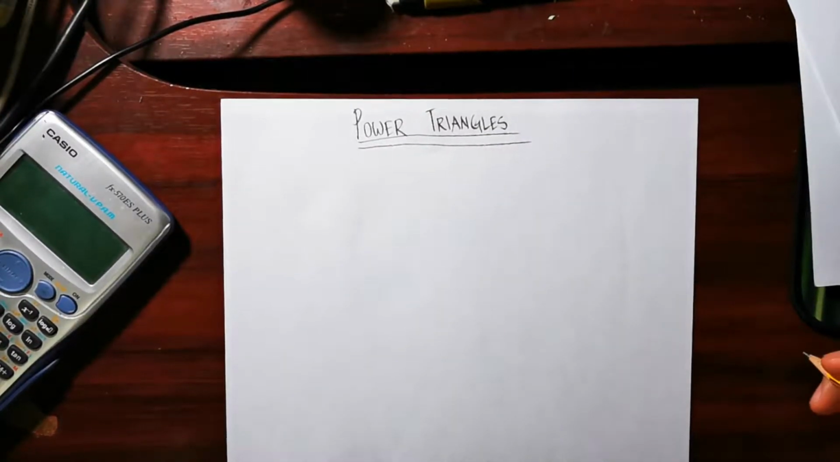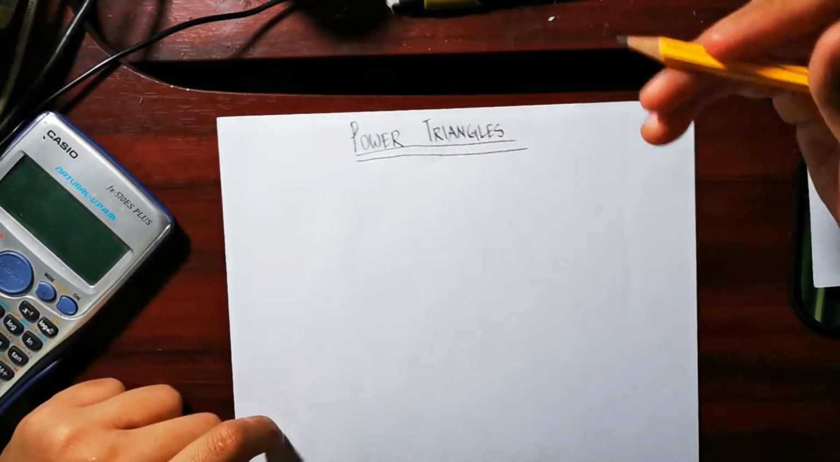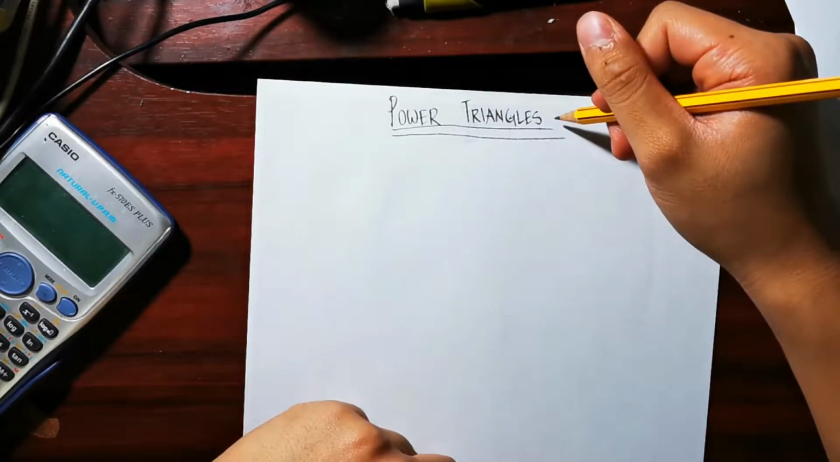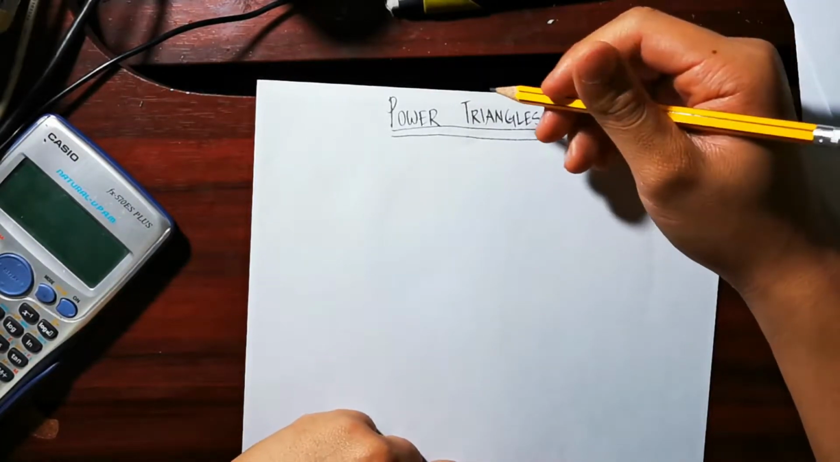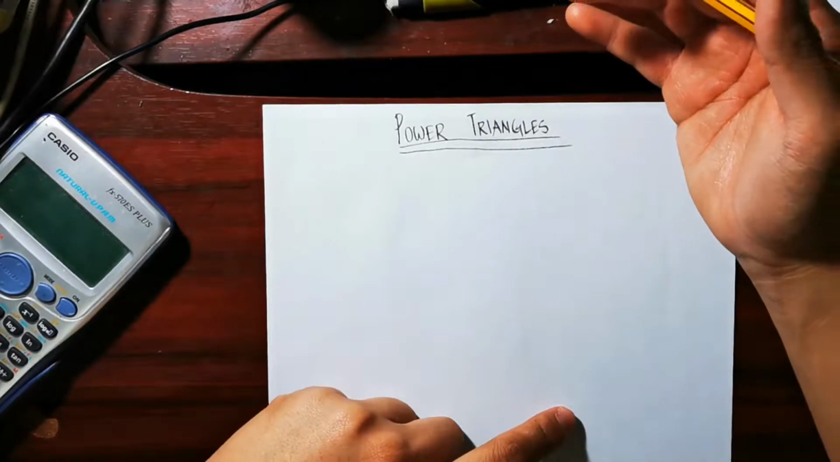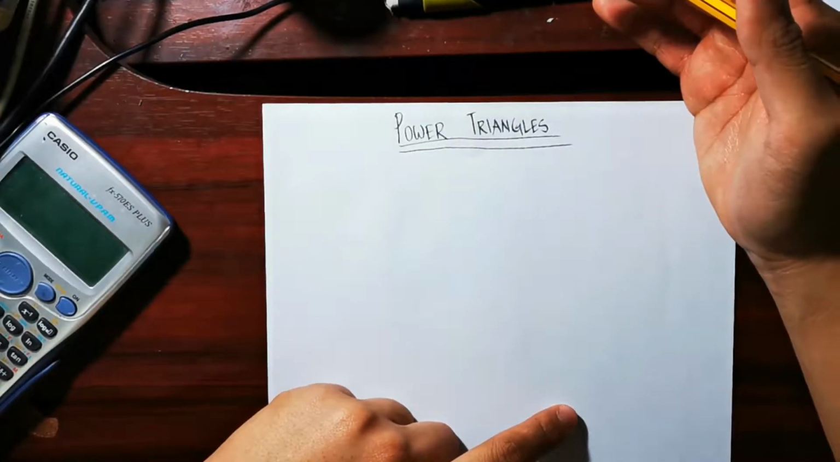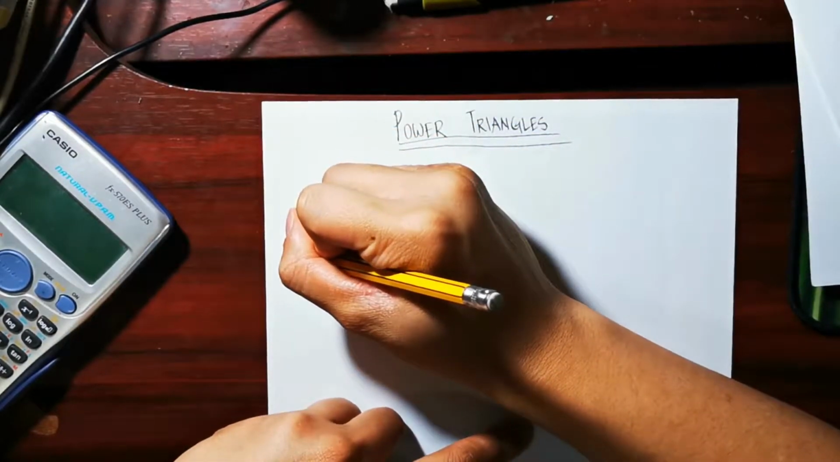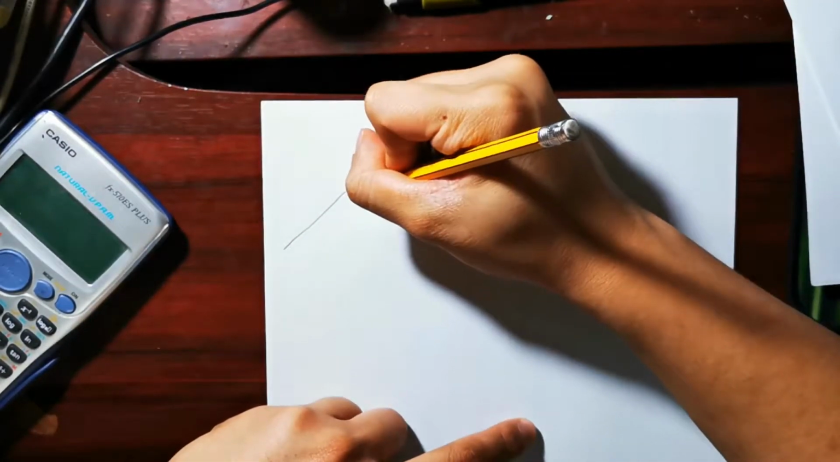Okay, so our topic for today is about power triangles, and another topic related to this is the power factor. A power triangle is a type of triangle that is based off of right angle trigonometry. So a right angle trigonometry function looks like this.